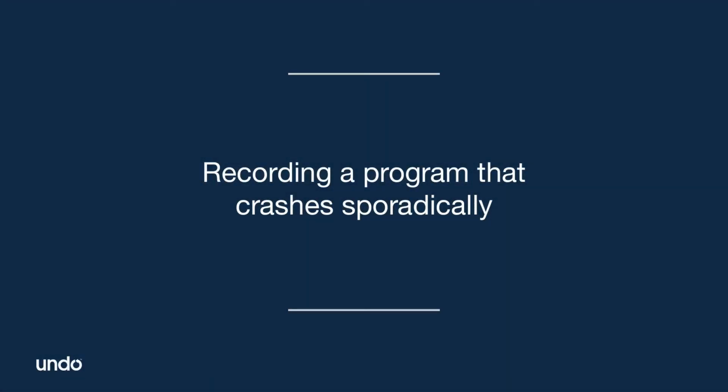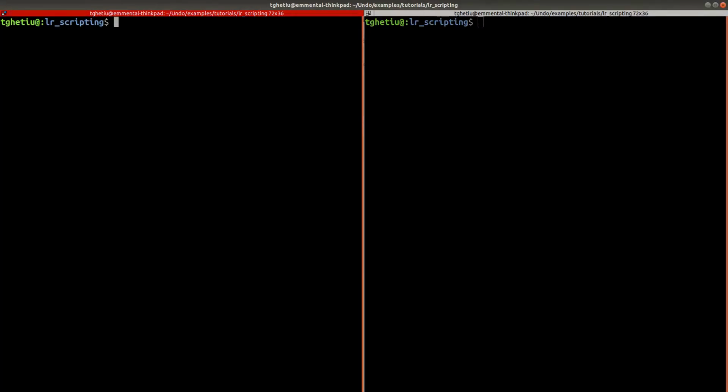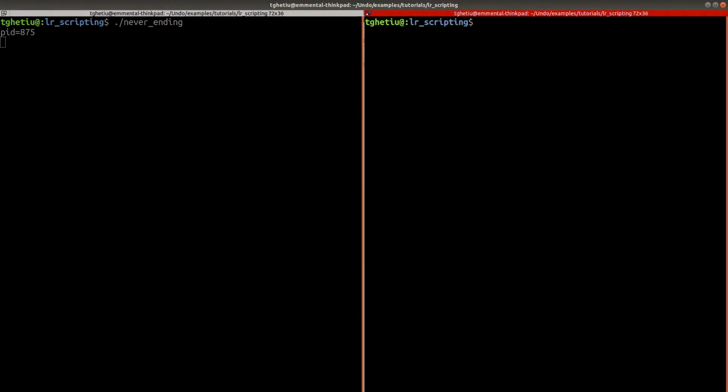In case we want to record a program that crashes sporadically when it can't handle a given signal, we will use Live Record's Save On Signal option. We will now start a program that prints its process ID, then runs a never-ending loop. From a different terminal, we will send it a signal that will make the program crash.